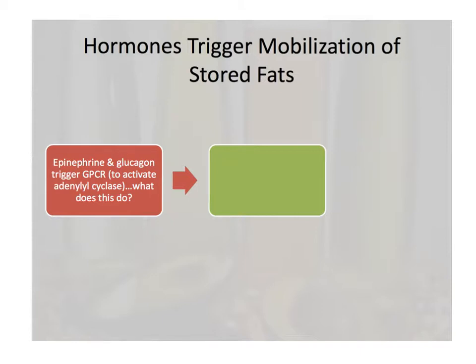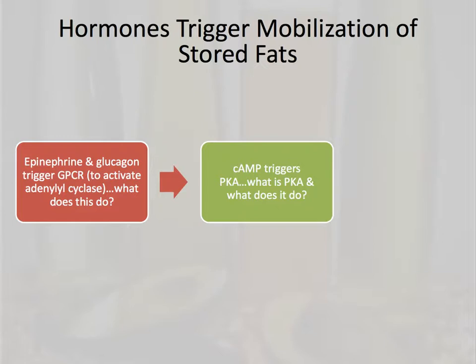Okay, it's going to trigger the GPCRs, which stand for G protein coupled receptors, right? To activate adenylyl cyclase. This is a review. What does adenylyl cyclase do? It is an enzyme, obviously, but what does it do? It makes cyclic AMP, and cyclic AMP will activate the secondary messenger, PKA. PKA stands for protein kinase A. Technically, it has a really long name, which is cAMP-dependent protein kinase, but they've shortened it to protein kinase A.